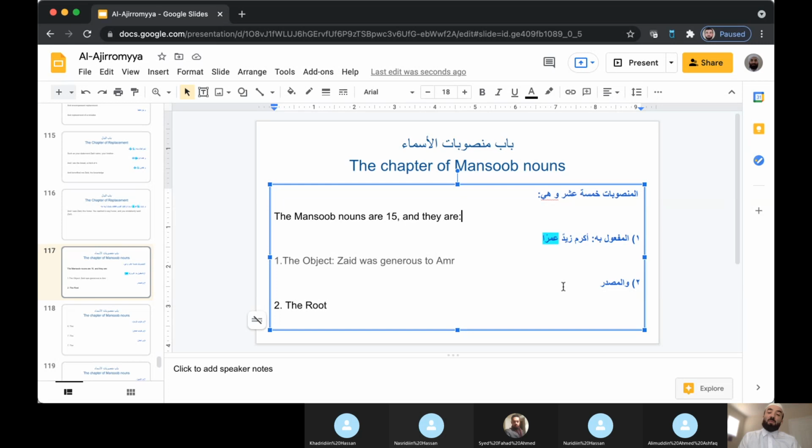The second one is wal-masdar. Masdar is the root word, a specific type of root word, which is also called in Arabic al-maf'ul al-mutlaq. This is the root word that is often used in Arabic, and it serves many purposes.